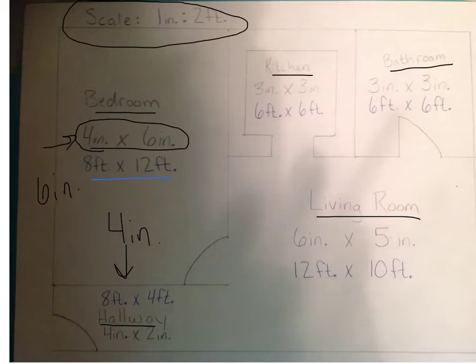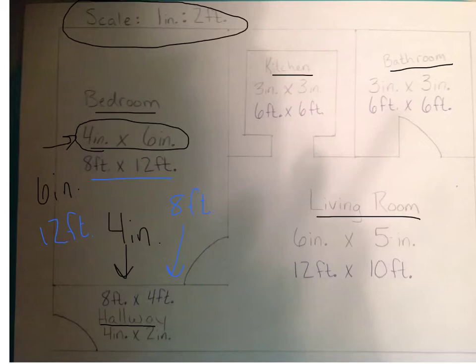Now, if we follow our scale, which again we said was for every 1 inch is 2 feet, all I had to do was multiply the scale drawing by 2, and I saw that it's going to be 8 feet by 12 feet. So again, in actual real life, this wall down here would be 8 feet, and this wall over here would be 12 feet. And you can go to every single one of the rooms and do that.